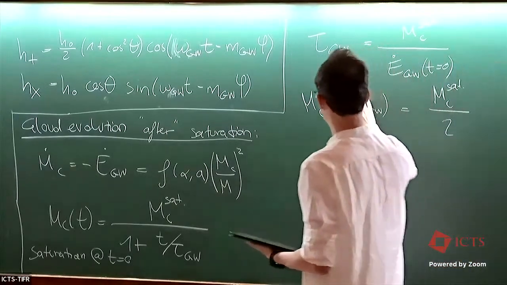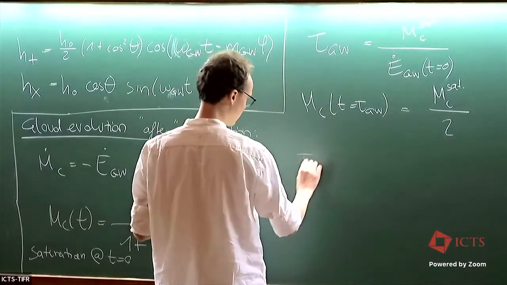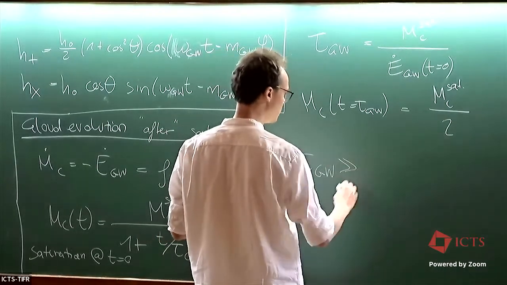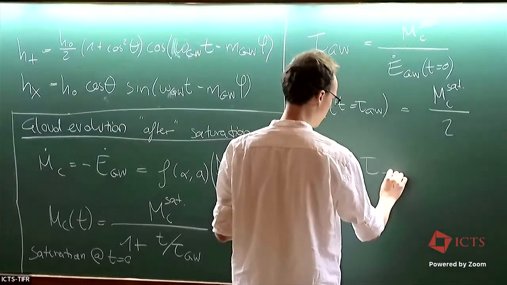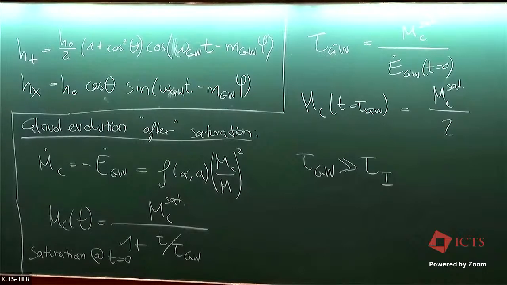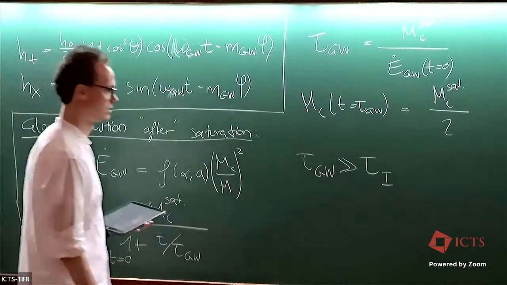I'll write down some numbers in a second, but interestingly, what you'll find is that tau GW is typically, for the most part, much larger than the e-folding timescale of the superradiance growth. This is just something that pops out of the math.